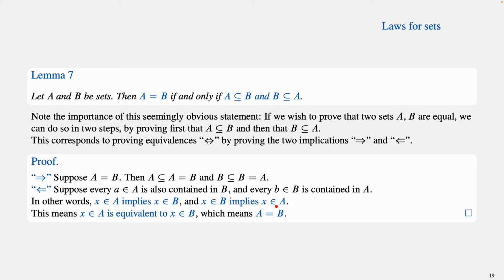And remember from logic, if the first statement implies the second, but also the second statement implies the first, then the two statements are equivalent. So X in A is equivalent to X in B, but this is by definition just the same as saying the set A is equal to the set B. So by this we have proved that if these are true, then A is equal to B.